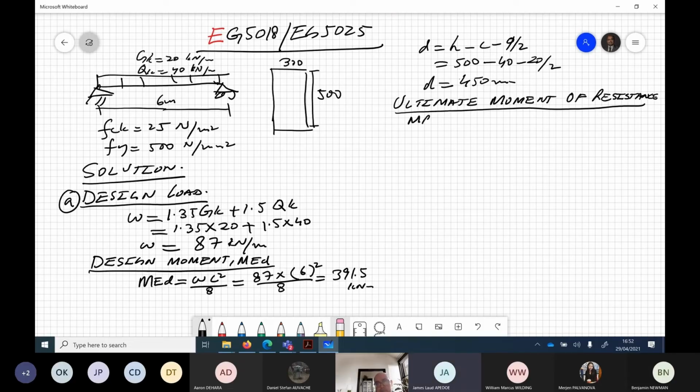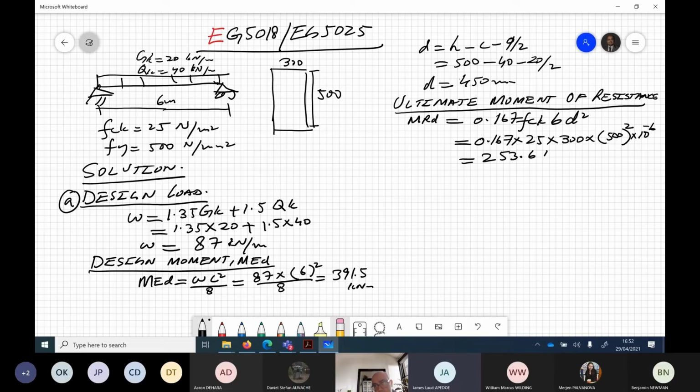Now we have to find out the ultimate moment of resistance. Ultimate moment of resistance is MRD. MRD is equal to 0.167 FCK B and D square. So 0.167, FCK is 25, B is 300, D is 450 squared times 10 raised to minus 6. 253.6.